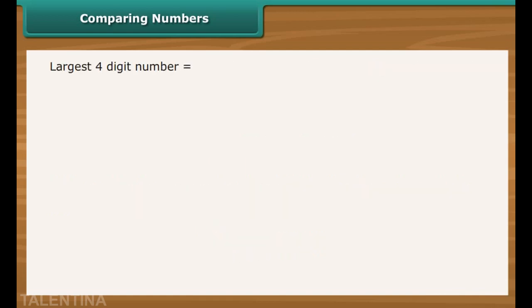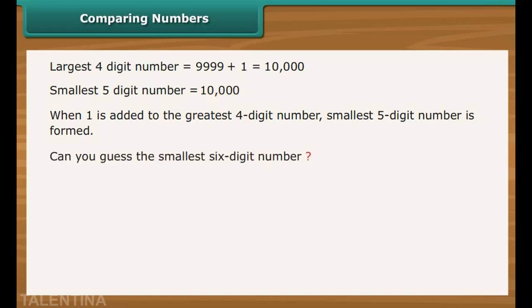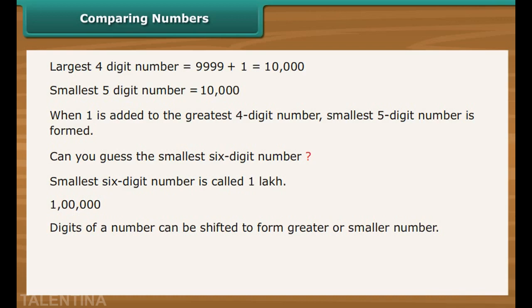The largest 4-digit number is 9,999. What should be added to this number to make the smallest 5-digit number? The answer is, we need to add 1. Let us find out. On adding 1 to 9,999, we get 10,000, which is the smallest 5-digit number. Can you guess the smallest 6-digit number? Smallest 6-digit number is 1 lakh. Digits of a number can be shifted to form a greater or smaller number.